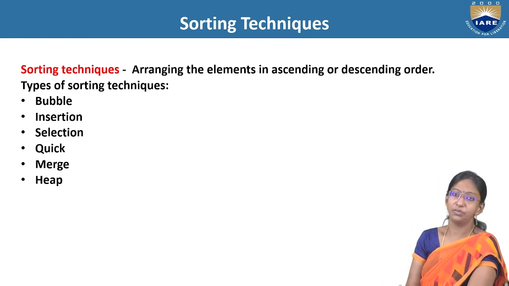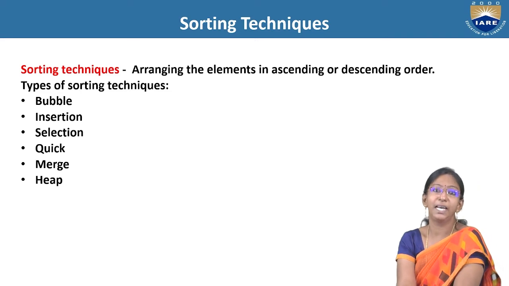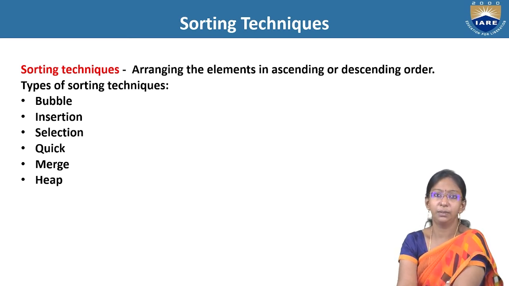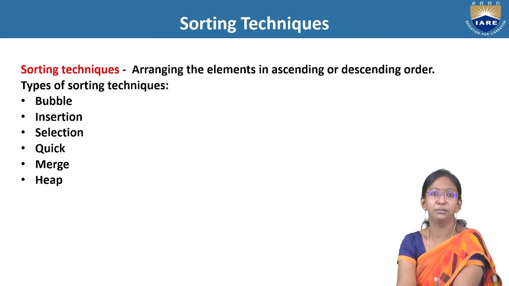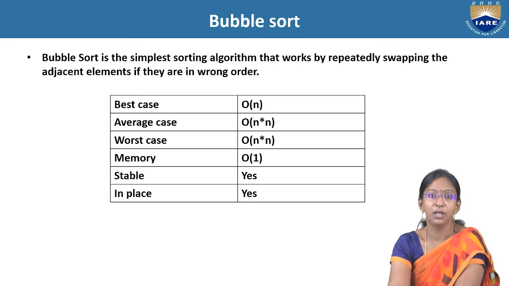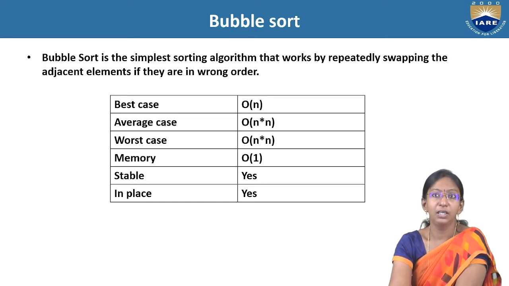After searching techniques, we have sorting techniques in hand. Sorting is nothing but arranging the data in any order, either ascending or descending. We have many techniques for that: bubble, insertion, selection, quick, merge, heap, shell, and loads more. A few of them we are going to look at now. The most prominent one, the first one, is bubble sort. Here the complexity is very high.